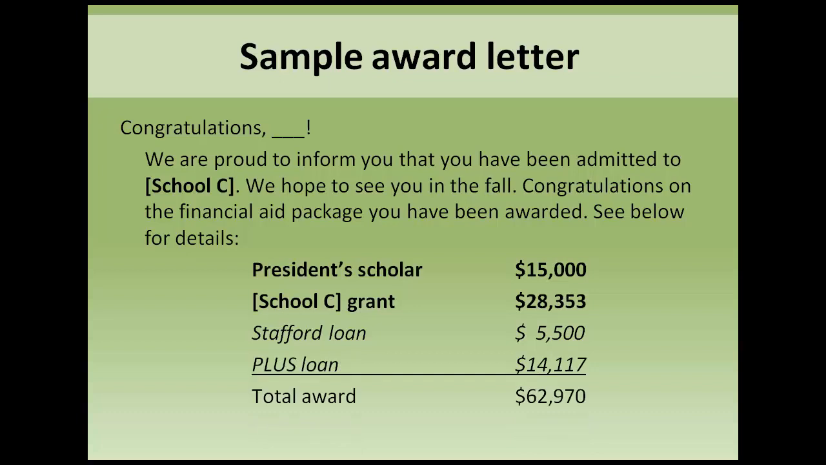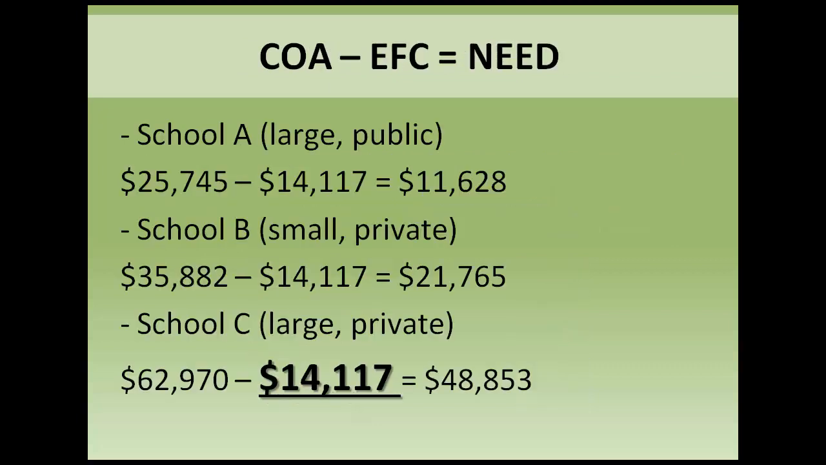School C is the easiest because they are meeting 100% of eligible need. In this case, the easiest thing to do is to compare the PLUS loan amount to the family's expected family contribution, and you'll see they are the same.